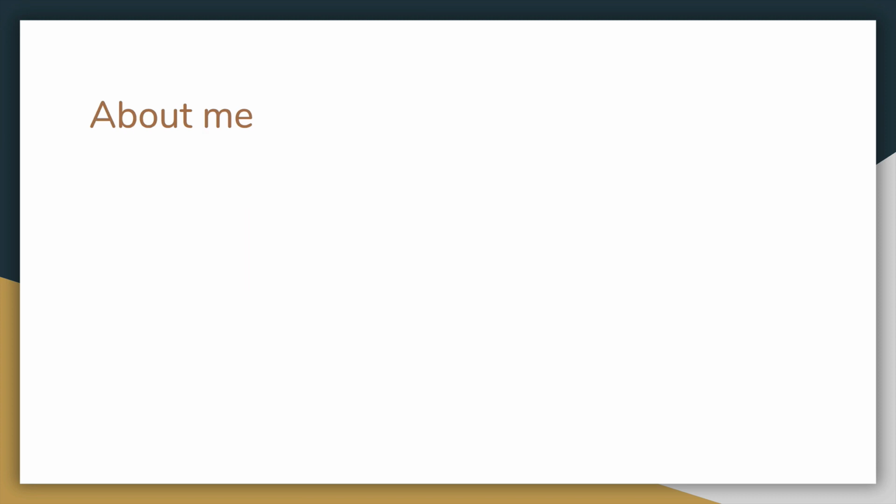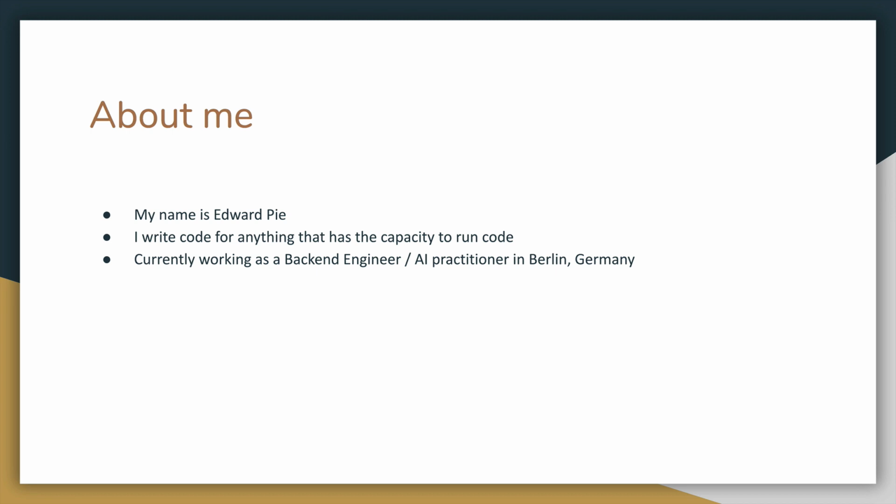So lastly, I'm going to talk about me, and my name is Edward Pai. I like to describe myself as somebody who writes code for anything that has the capacity to run code. So I don't want to be known as a mobile app developer or a web app developer. I believe I write code. So as long as you put anything that has the capacity to run code in front of me, I should be able to program it to do whatever it is you want it to do. And I currently live and work as a backend engineer in Berlin, Germany, and I'm also an AI practitioner. I'm an enthusiast. I love AI, and I'm really excited about reinforcement learning because of its potential when it comes to the vision of reaching artificial general intelligence.